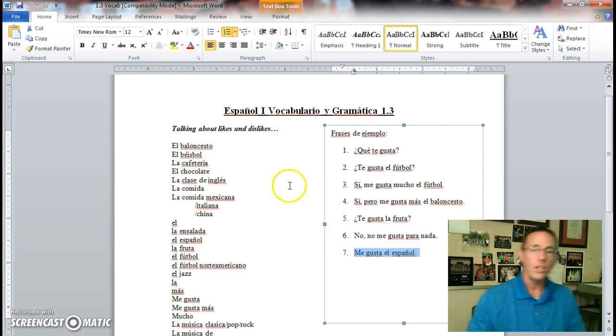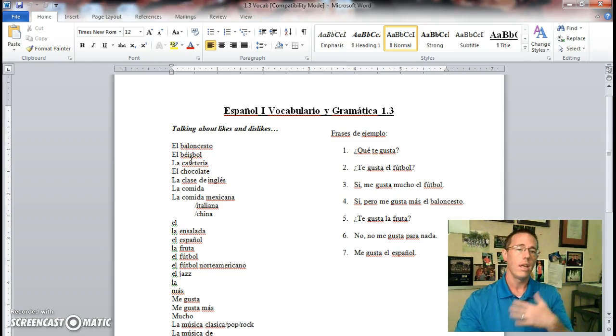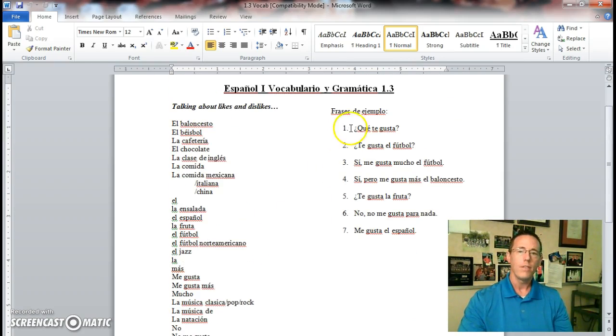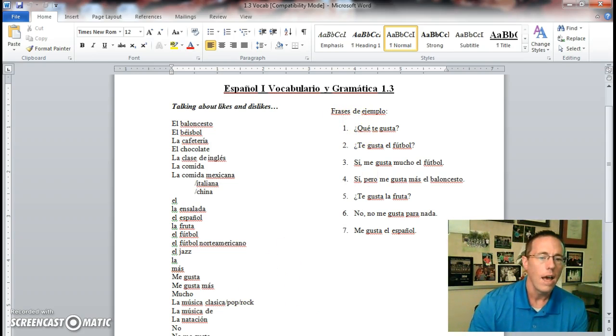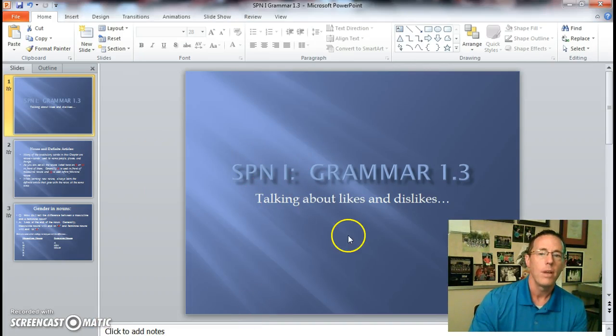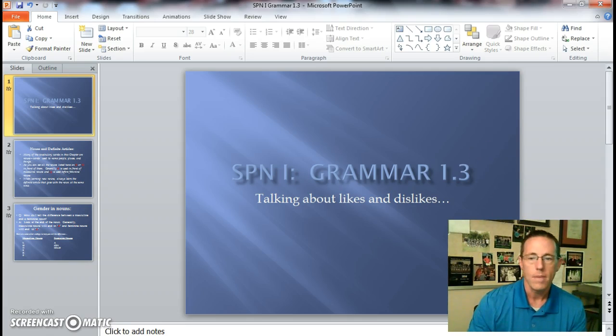Okay, so that's just an idea of a recap of some of the vocabulary that we're going to be discussing this week, as well as a few frases de ejemplo, some example phrases. Let me very quickly just show you what our grammar is going to look like for this week. So here it is, Español, Gramática 1.3. Again, talking about likes and dislikes.